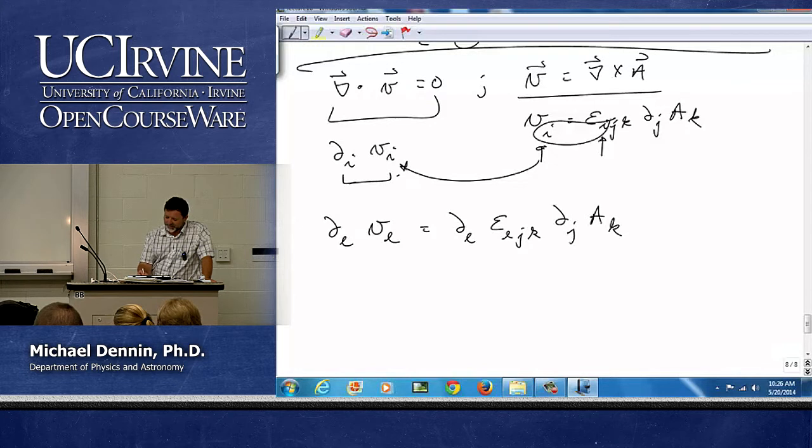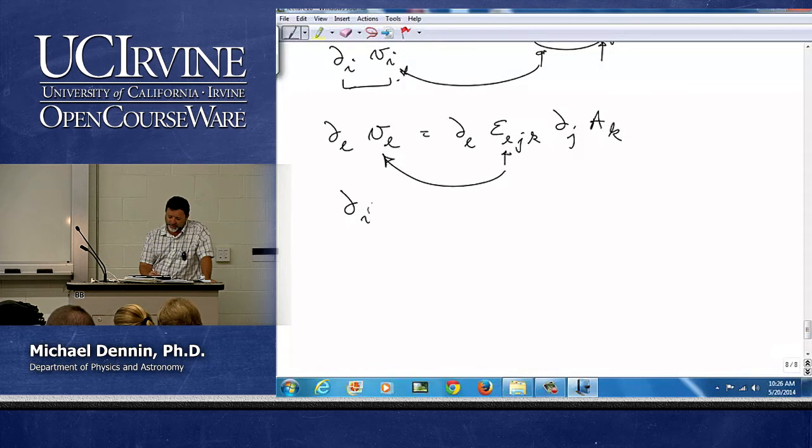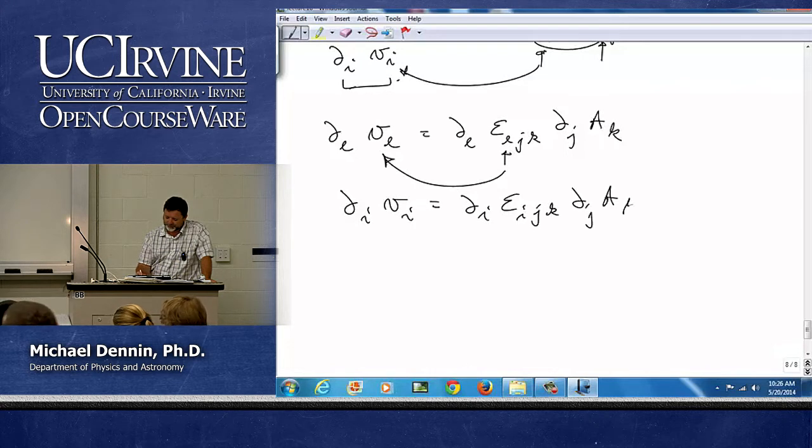Because it's that letter that tells me which component I have, which is what I have there. Since they're summing, they really don't matter. I don't like L's with J's, so I can write it that way. Now, this is just a constant, so I can move the derivative through.